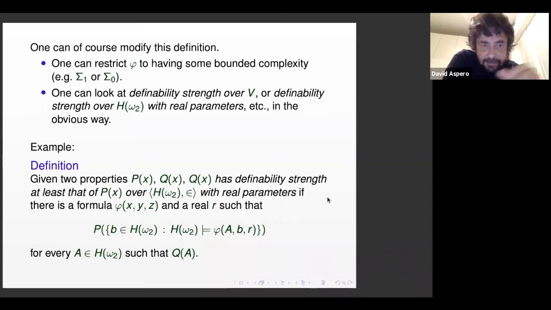So for example, let me define this. Given two properties P and Q, Q of X has definability strength at least that of P of X over H omega 2 with real parameters if there's a formula phi now in three variables and a real r such that whenever you have an A that satisfies the strong property, then if you collect the things in H omega 2 that satisfy phi with A and this real as parameters, then that satisfies the weak property, right?